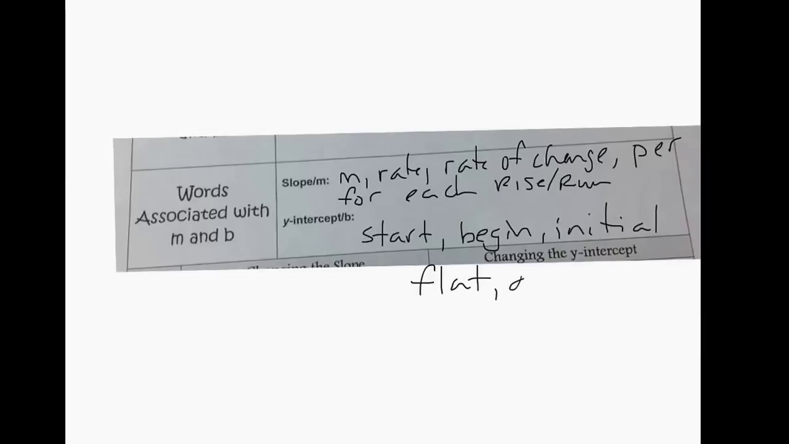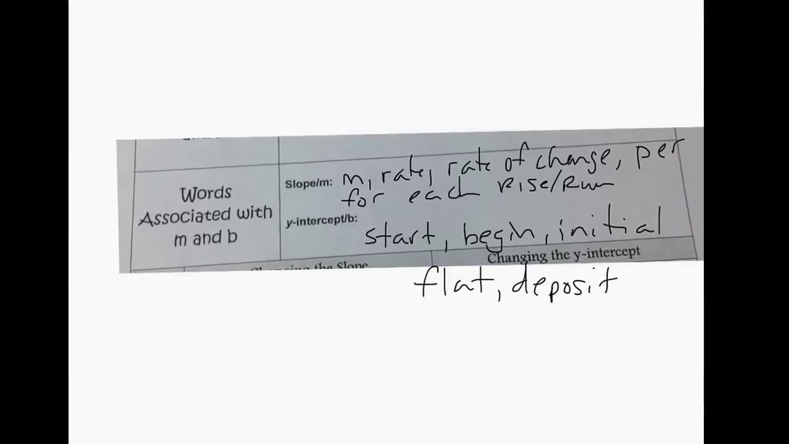Words associated with each one. Words associated with the slope, the letter m: the word rate, or rate of change, per, for, or for each, rise over run, are all words associated with slope. With y-intercept, they all go around the word start, begin, initial, or flat fee. Okay? You may even see the word deposit sometimes, if it's like a deposit down on something.